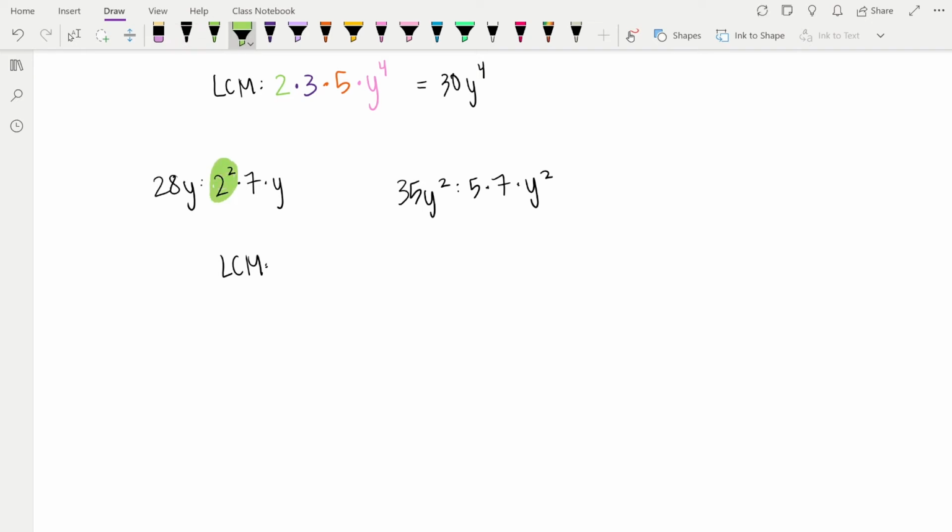So let's go looking for 2's first. Only this guy on the left has 2's, and it has 2 squared. I need to take all of the 2's. Here I have a 5. The most number that exists is just the 1 5. Here I have a 7, and here I have a 7, but the exponent in both cases is 1. I just need the 1 7. And here's a y. Here's a y squared. So I need to take both the y's of the y squared when I find my least common multiple. So this 2 squared times 5 times 7 times y squared is going to be 140y squared.